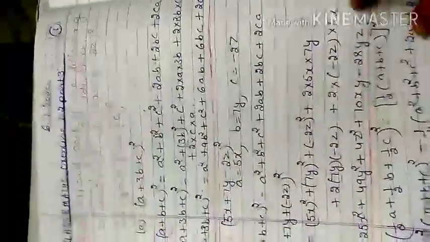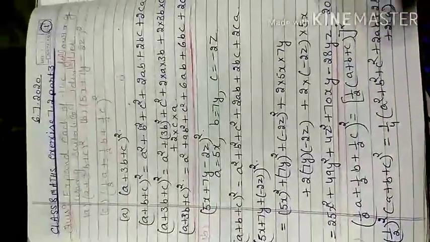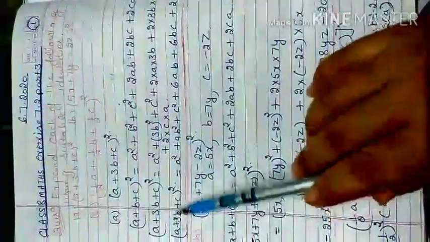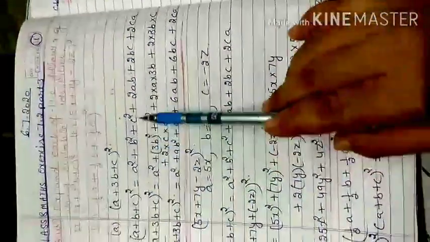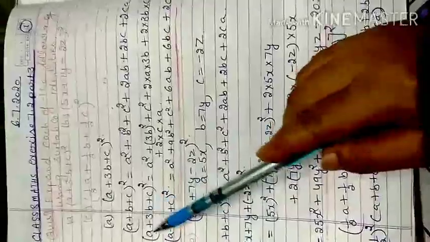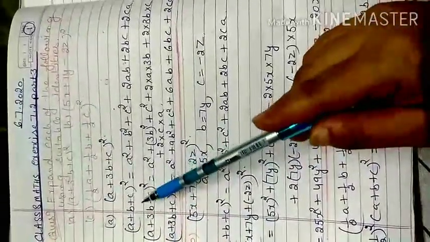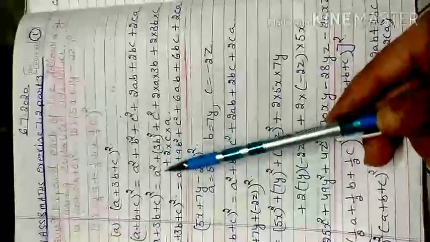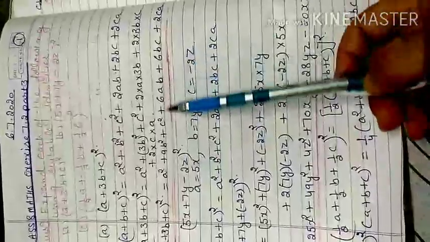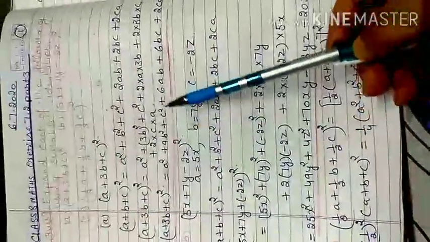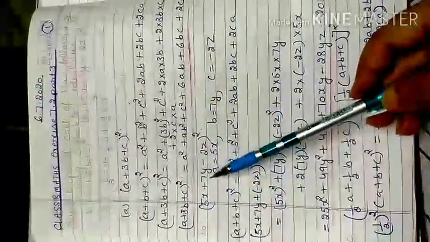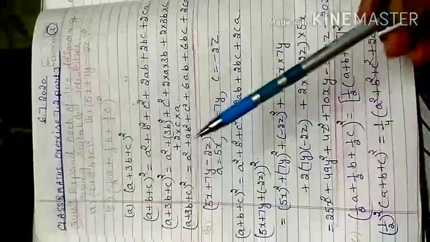Now exercise 7.2. In the ninth question, the first part is (a plus 3b plus c) whole square. You directly apply the formula a square plus b square plus c square plus 2ab plus 2bc plus 2ca, because your first term a is a, second term in place of b is 3b, and third term in place of c is c. You just keep a and c as it is, but only in place of b you replace with 3b. So when you calculate, your required answer is a square plus 9b square plus c square plus 6ab plus 6bc plus 2ca.